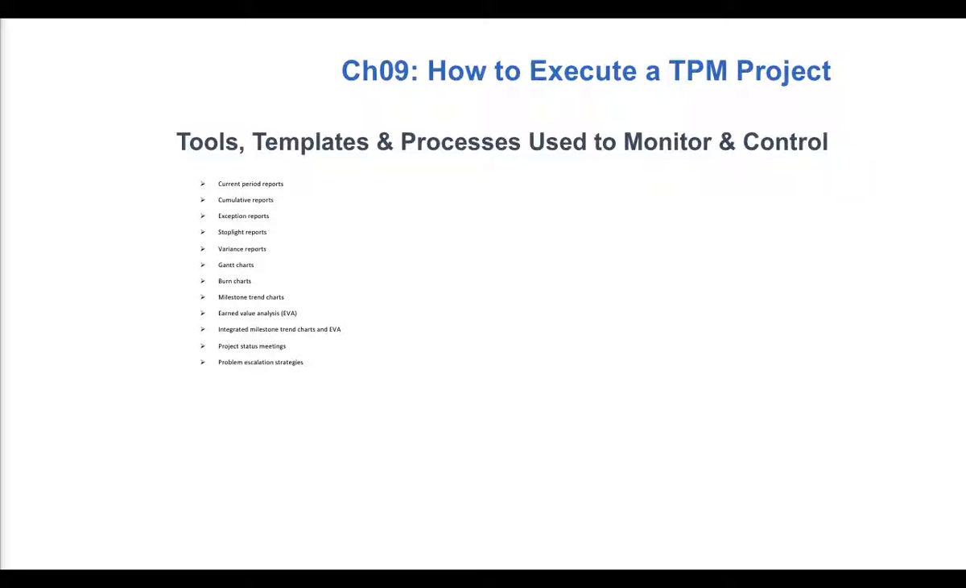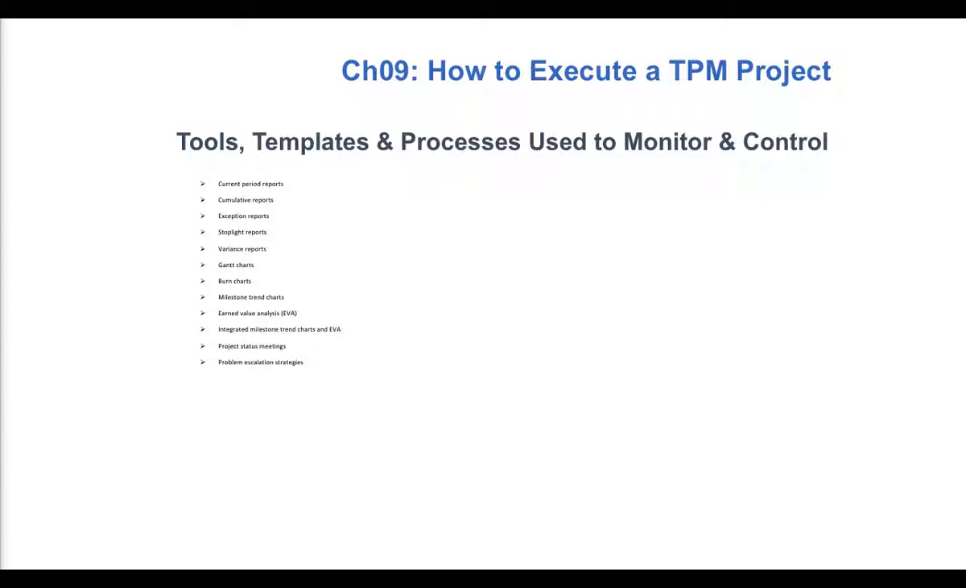So here's, they're a bit small, aren't they? Here's a few reports: current period, cumulative, exceptions, stoplight, variance. We might need Gantt charts, burn charts, milestone trend charts, earned value analysis. We will be doing an earned value analysis on our example project, the PDQ project. So we'll see how that goes. And we need to talk about project status meetings and problem escalation strategies.